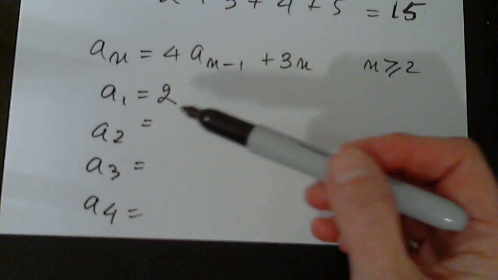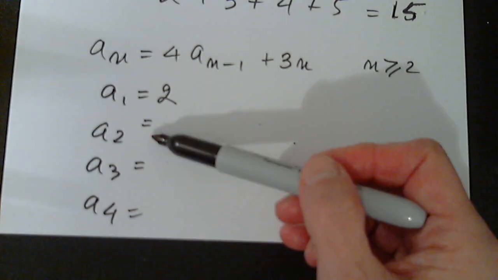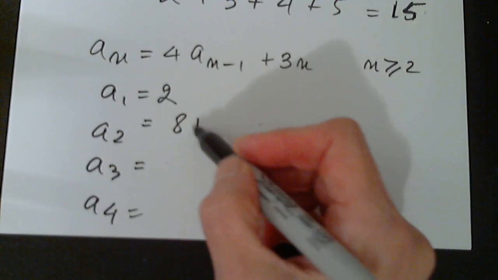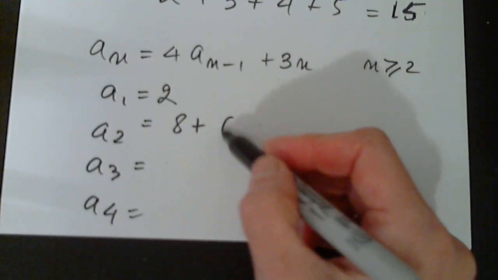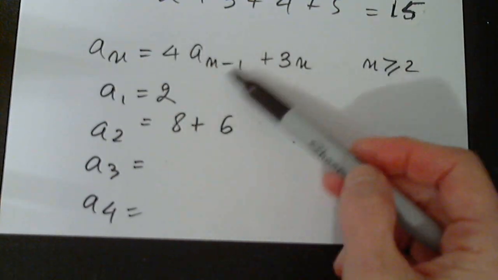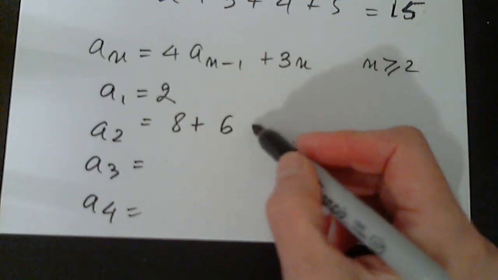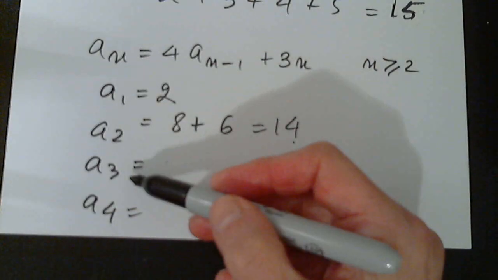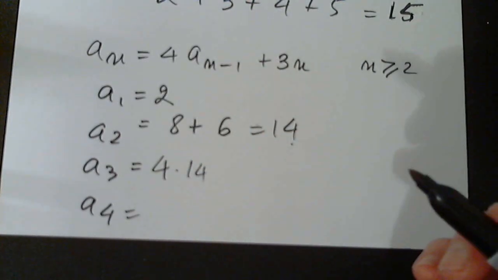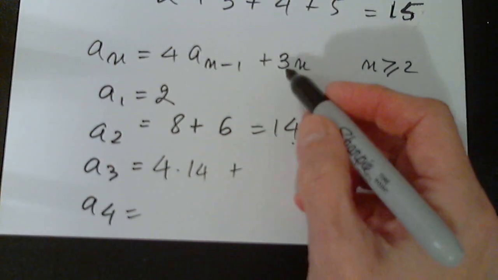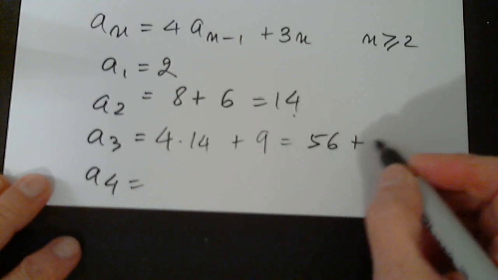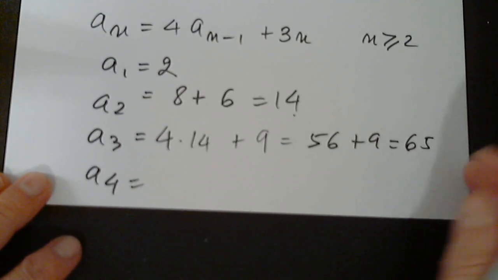Okay, so a2 will be 4 times a1, which is 8, plus 3 times n. When n is 2, this is 3 times 2, which is 6. So this is 14. A sub 3 is 4 times the previous, which is a sub 2, that is 56, plus 3 times 3, which is 9. 56 plus 9 is 65.